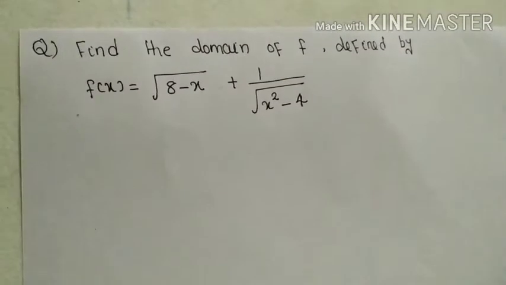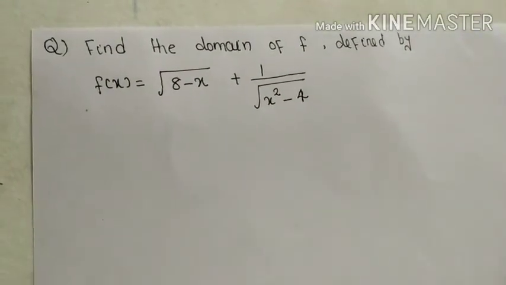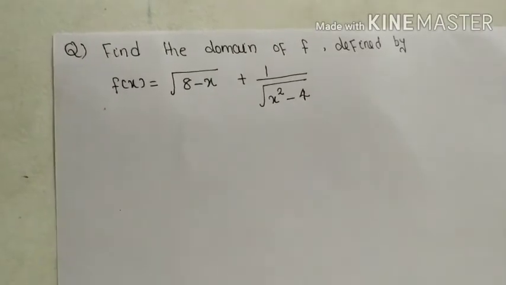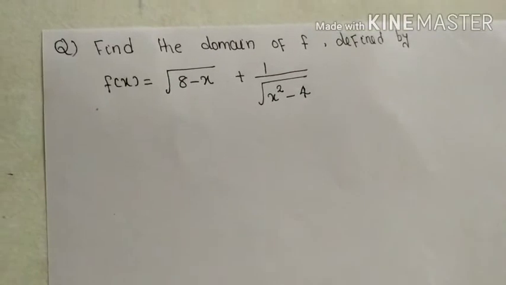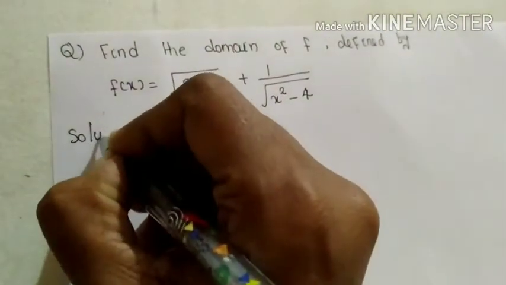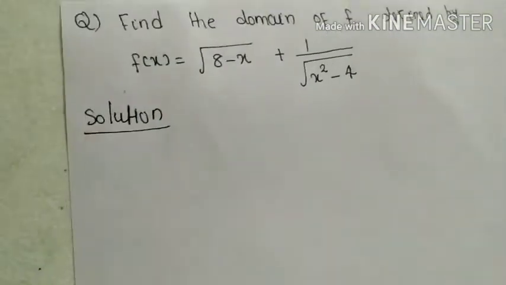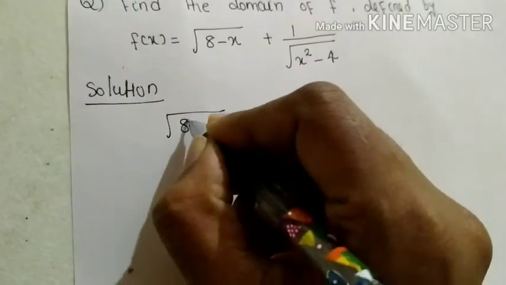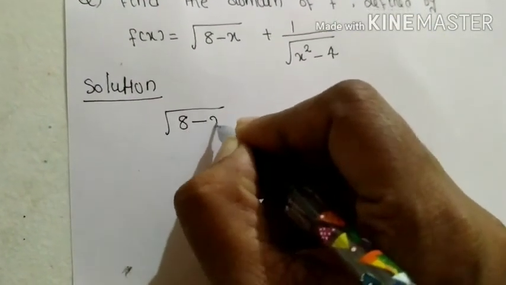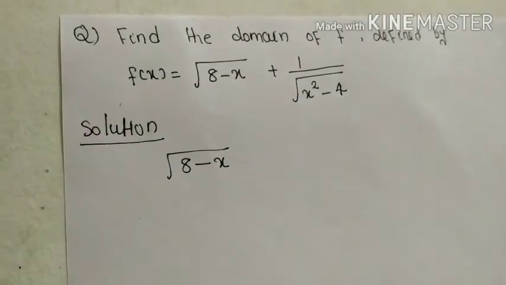Find the domain of the function f defined by f(x) = root of (8 minus x) plus 1 divided by root of (x square minus 4). So, let's start the solution of this question. Let us take root of (8 minus x) as the first part of the question, and 1 divided by root of (x square minus 4) as the second part of the question.